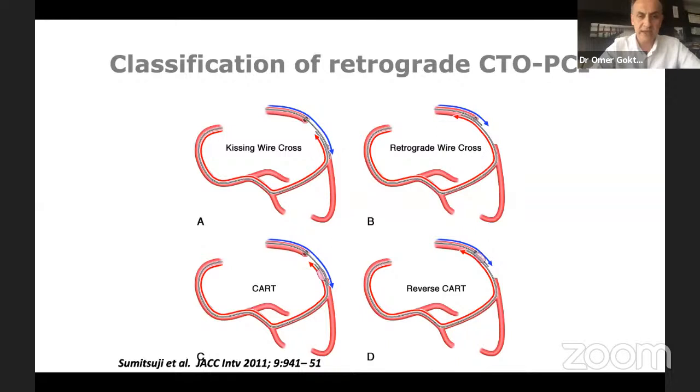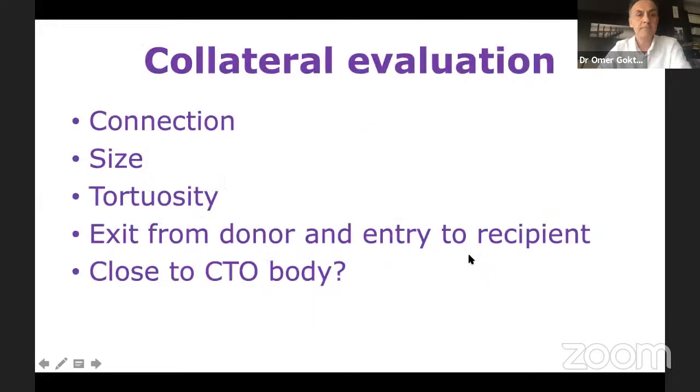We don't do this anymore most of the time, but sometimes we can, of course, if we have to. Most of the time we do the reverse CART technique, which is antegrade ballooning with the antegrade wire. We have a space here, and we try to enter this space created by antegrade ballooning with the wire. This is the reverse CART technique.